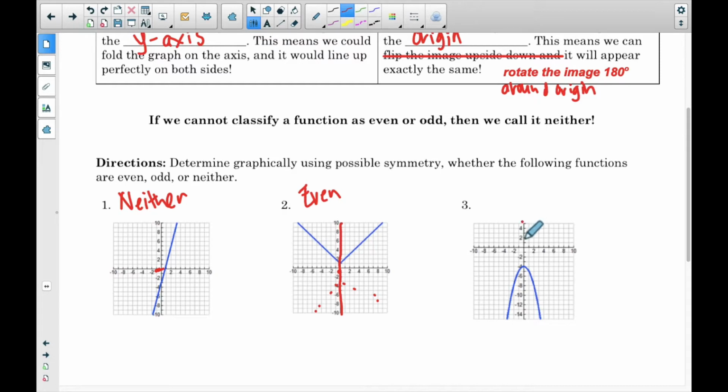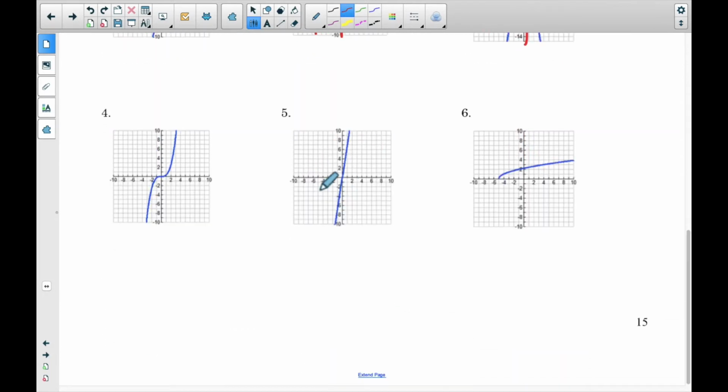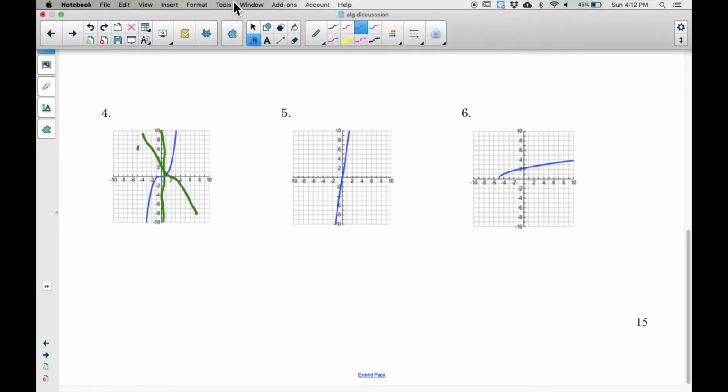Number 3, once again, let's look at this y-axis. Yes, we could fold that on the y-axis, so that is an even function. It is not odd, because if we rotated it, it would not end up in the same spot. Number 4. If we folded this on the y-axis, no. Hopefully you can see that would not happen. If we did that, it would look a little bit more like that. That's kind of a bad drawing, but that gives you the idea. So it is not even.